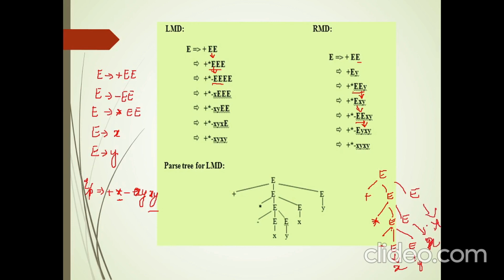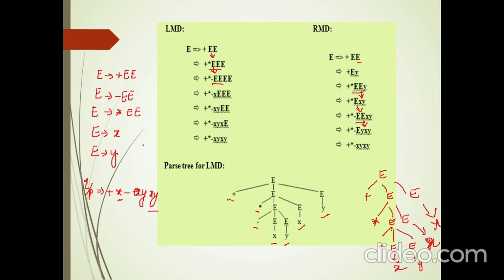Read the children, which I mean the leaves, from left to right. This is what I have done here. Plus star minus x, y, x, y. So plus star minus xy is what we are supposed to get as input. That means this input is according to this grammar.